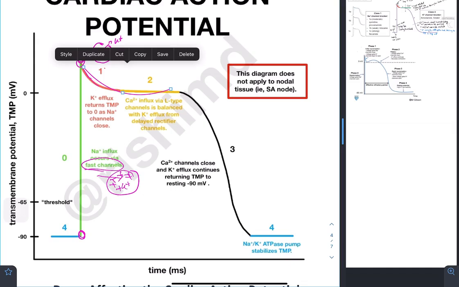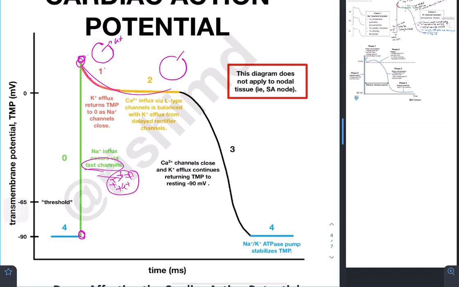Because calcium starts rushing in via the long-lasting channel. So you have potassium going out, but you have calcium rushing in through the L-type channel. L means long-lasting channel. And so this plateau cancels out the difference between potassium leaving, making the cells slightly less positive or a little bit more negative, and the calcium coming in to make it more positive again. And so this plateaus out.